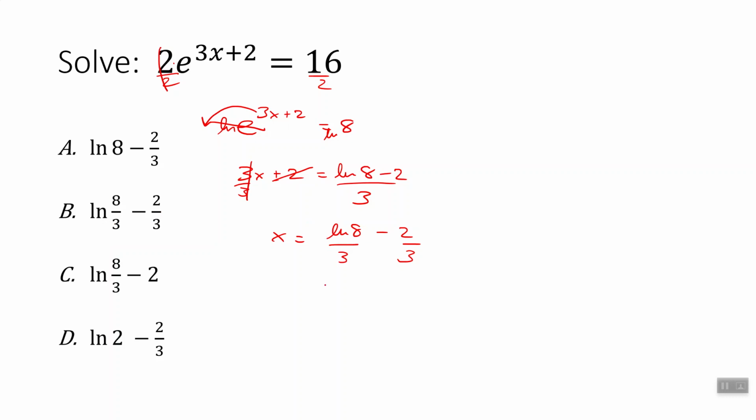All right, but what we can do is we can say that this over 3 is the same thing as 1/3 times the natural log of 8 minus 2/3. And now we can bring this 1/3 in as an exponent on the 8. And 8 to the 1/3 is the same thing as the cube root of 8 minus 2/3. And the cube root of 8 is just 2. There's our answer.